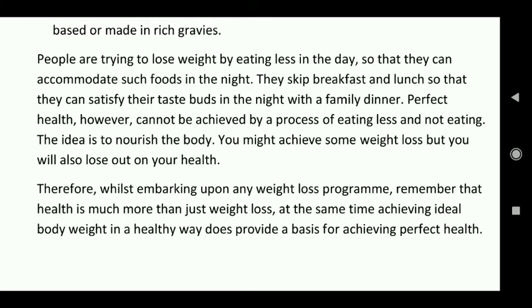So let's see the third paragraph, let's read now. Okay, therefore, whilst embarking upon any weight loss program, remember that health is much more than just weight loss. At the same time, achieving ideal body weight in a healthy way does provide a basis for achieving perfect health.